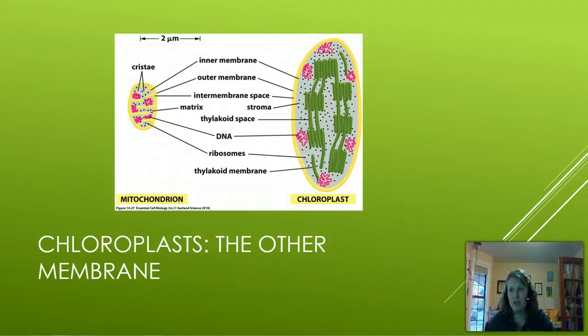What they have is this jelly-like substance called the stroma, and then they have these pancakes of little individual compartments called thylakoids. And these thylakoids are where photosynthesis will occur. So it's important that you understand how these structures are different. Whereas the mitochondria has all these invaginations forming cristae, the chloroplasts have thylakoids and they're in a different format.